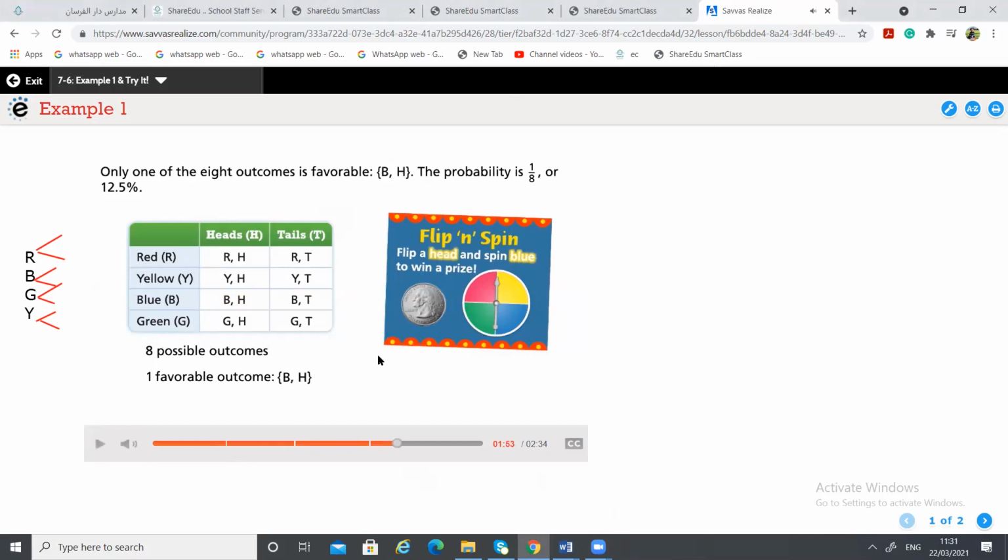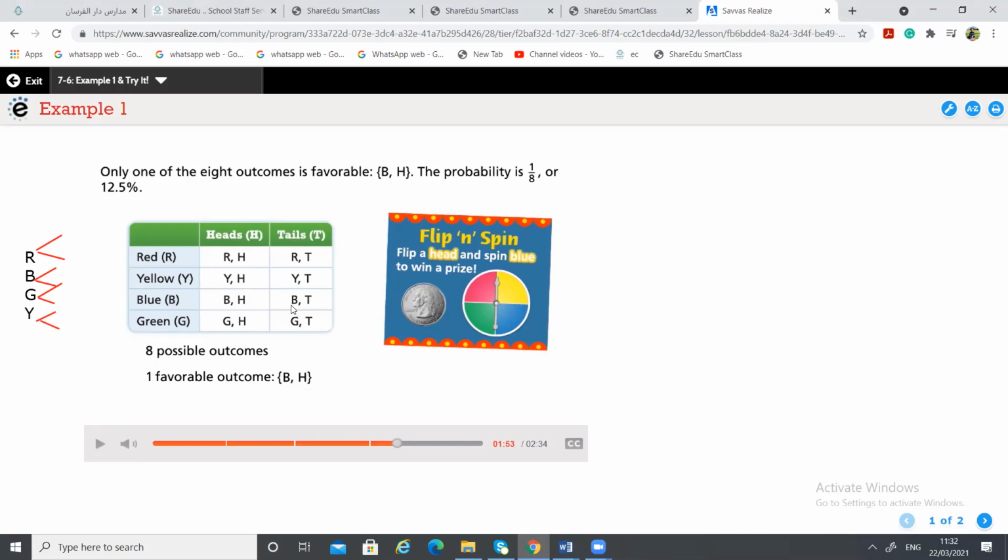See, the question is, they have shown you the picture. You want a head and you want blue. Flip a head and spin blue to win a prize. They said if you flip one head and if you spin blue, you will get maybe a big car. You have to get a head, and simultaneously when you're doing the spinner, you have to get blue. So there's only one chance out of 8 chances.